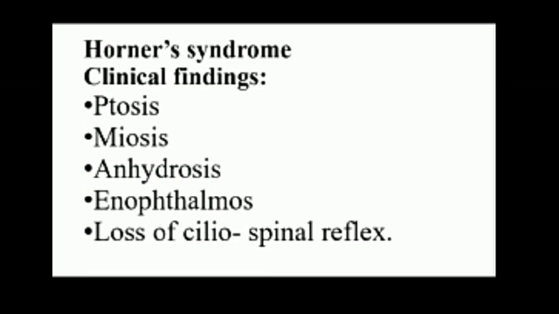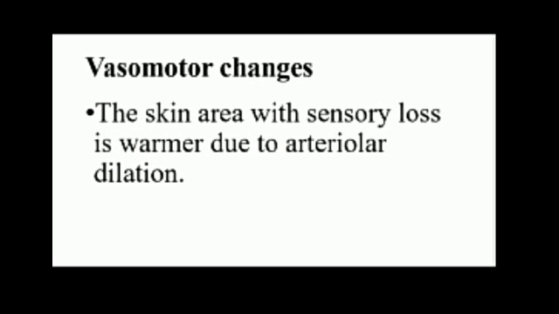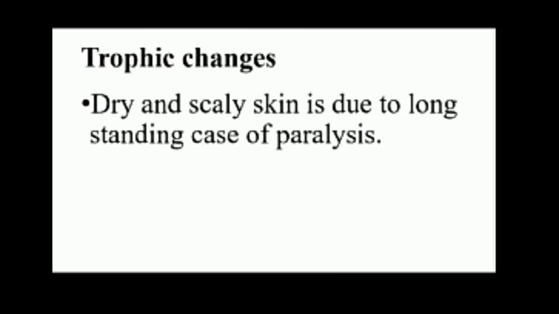Clinical findings: ptosis, miosis and anhidrosis, enophthalmos, loss of ciliospinal reflex. Vasomotor changes: the skin area with sensory loss is warmer due to arteriolar dilation. Trophic changes: dry and scaly skin is due to long-standing paralysis.